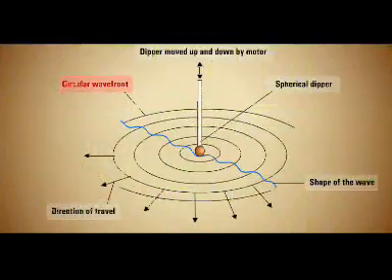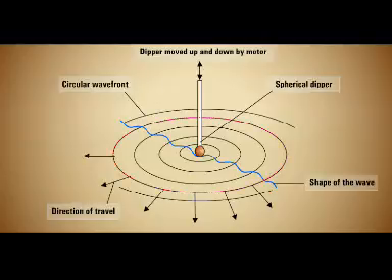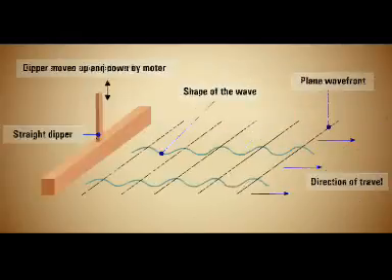A wave front is an imaginary line on a wave that joins all points which are in the same phase. You can draw a wave front by joining all the crests of a wave. The wave front is always perpendicular to the direction in which a wave travels. Depending on how a wave is produced, the wave front can be concentric circles or plain straight lines.